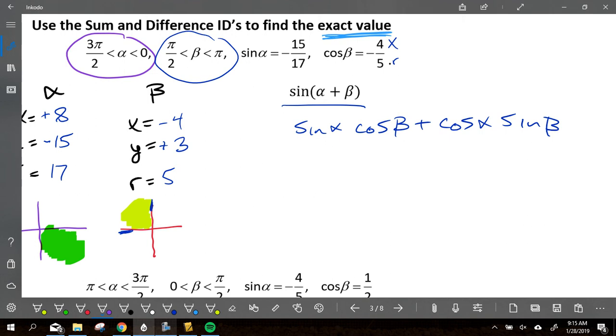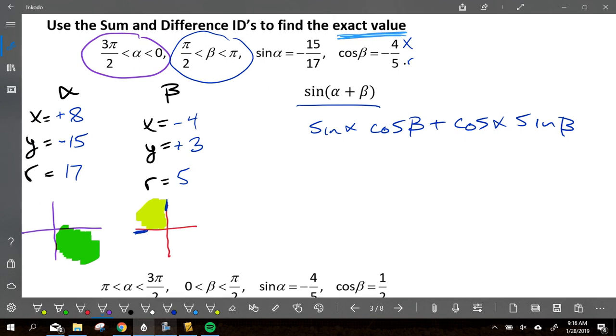We can then plug in sine of alpha over here. And we're looking at our triangles. Alpha, I'm doing sine. That's y over r. That's negative 15 over 17. Cosine of beta, so I'm looking at this guy. X over r, negative 4/5. Finish that one.